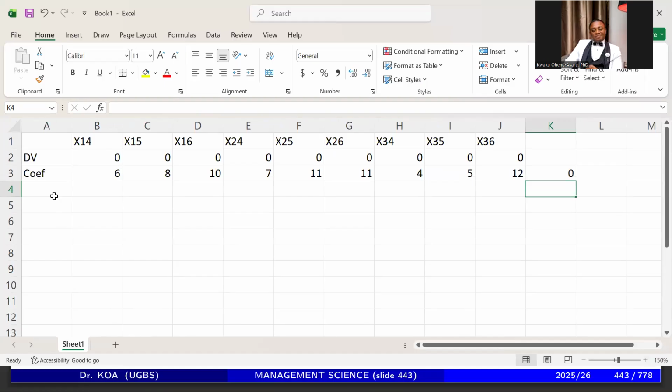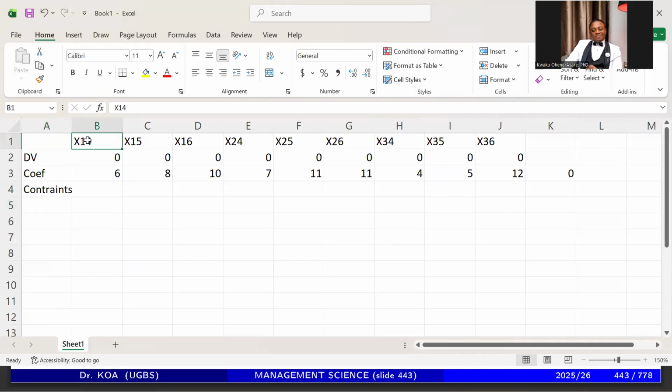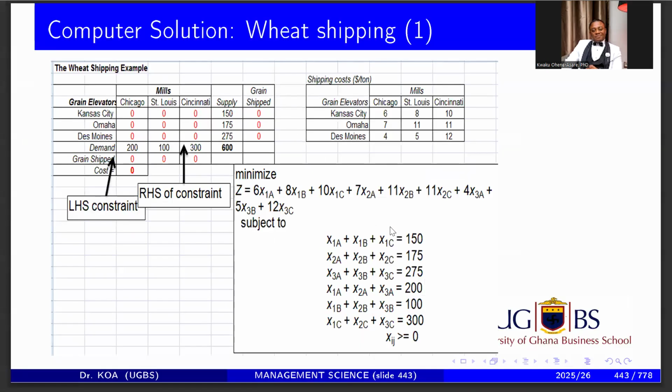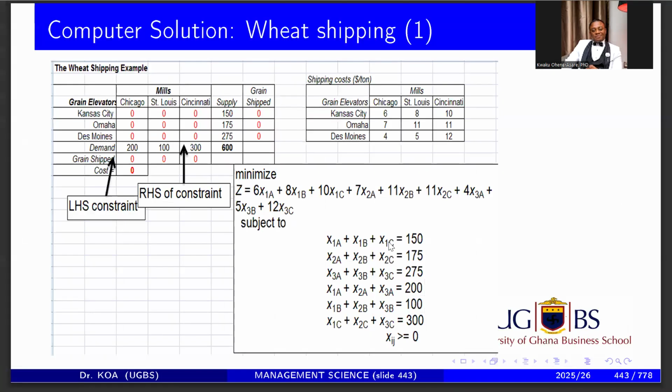Next, you can now have the constraints. Let's call this one constraints. Below the constraints, the first constraint, if you check it, you see it here. It is X14, X15, X16. And the values in front of them, what are the coefficients? It's 1. So this is 1, 1, 1. That is for the first constraint.